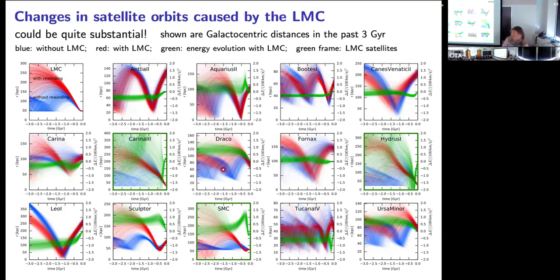But in some cases, like Draco, Fornax, some of the classical satellites of the Milky Way, Leo 1 and so on, they actually have very different orbits in the past, depending on whether you account or not account for the LMC perturbation. And this is also more clearly seen in these green curves, which are showing the time evolution of the orbital energy. So if there is no perturbation, the energy will be conserved. If there is perturbation from the LMC, then energy might go up or down, and that depends on where the galaxy is with respect to the LMC-Milky Way system.